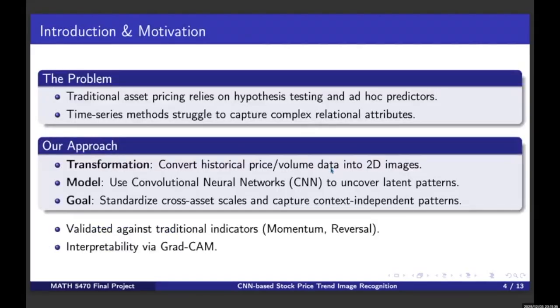Our reproduced work uses CNN to identify stock price trend. Traditional asset pricing research often relies on manual statistics and preset assumptions, which limits prediction accuracy and automation. This study converts historical price and volume data into two-dimensional images, employing a convolutional neural network to predict stock price direction over next n days.